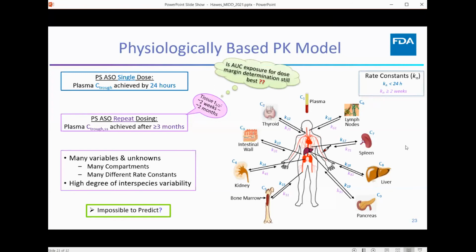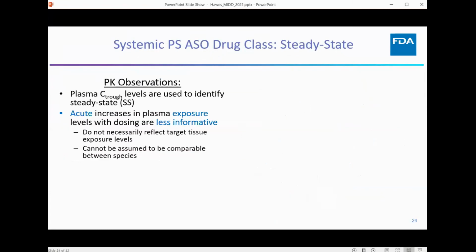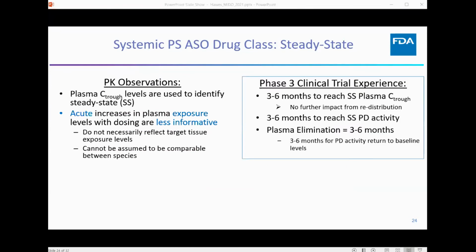And this then leads to the next question for regulators, which is whether AUC exposure for dose margin determination is still the best. In general, AUC exposure is our gold standard. For the systemic PSASO drug class, steady state is identified by looking at plasma C trough levels. This is because the acute increases in plasma exposure levels with dosing are less informative and do not accurately describe the pharmacodynamic responses. A constant challenge is that the acute plasma exposures do not necessarily reflect the target tissue exposure and cannot be assumed to be comparable between species.